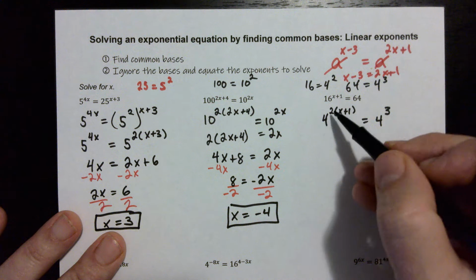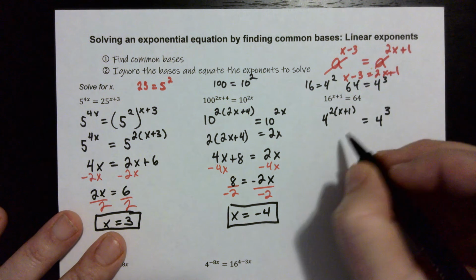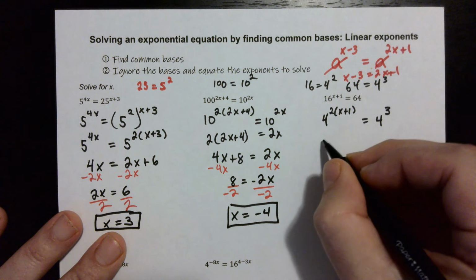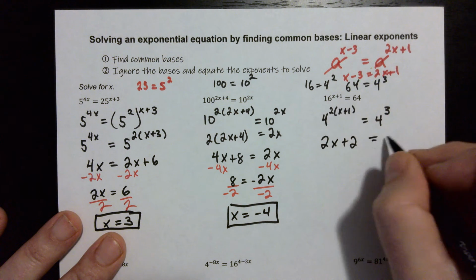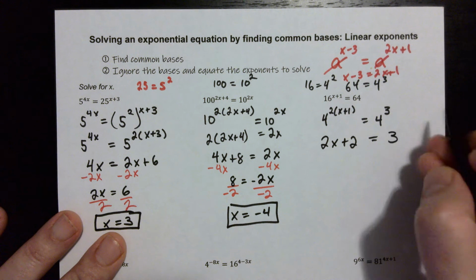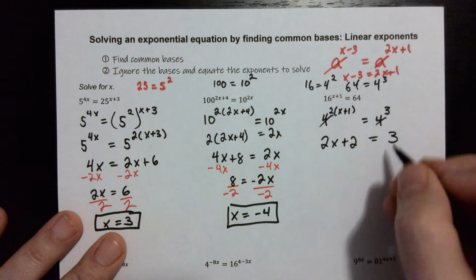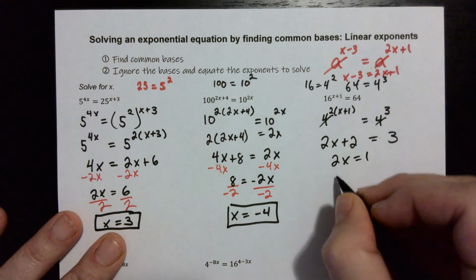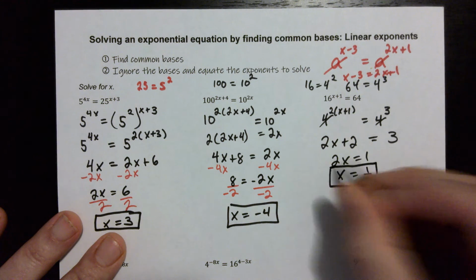Okay, so instead of writing 16, I went 4 squared to the x plus 1, and here it was 4 to the 3rd. I will drop the bases, which will give me 2x plus 2. I went ahead and distributed that, equals 3, the exponent. So I drop these, and I'm just looking at the exponent. Subtract the 2, and I get 2x is equal to 1, and x is equal to 1/2 when I divide 2 on both sides.